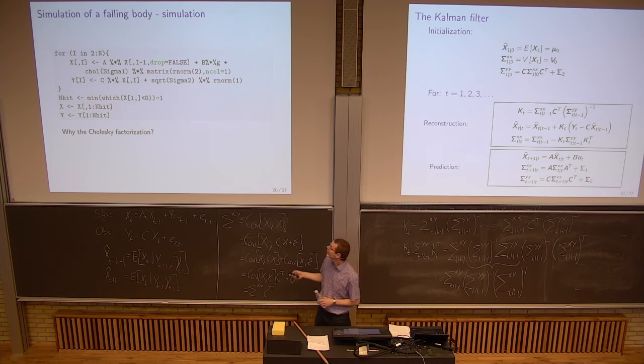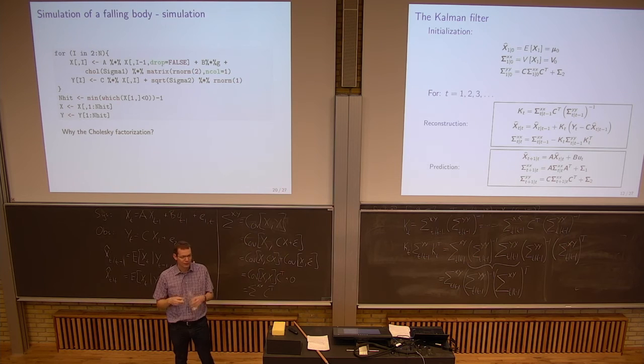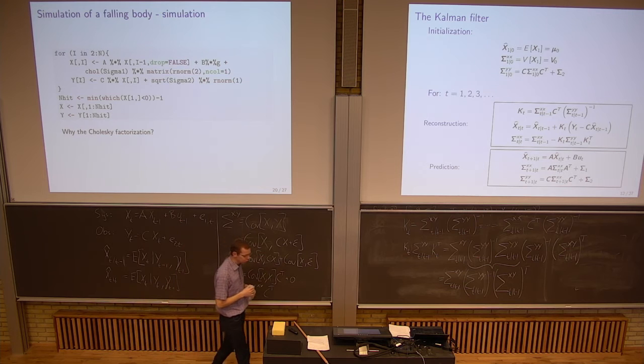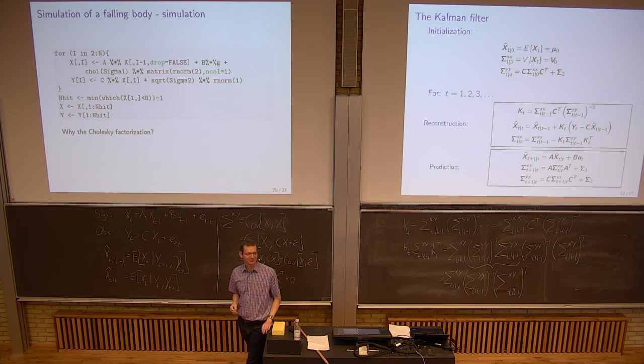As a hint, I can say the observation here is univariate, and I just multiply by the square root of sigma 2 here, because that's a scalar. How many of you have not heard about the Cholesky factorization before? Which means that half of you should be able to answer.